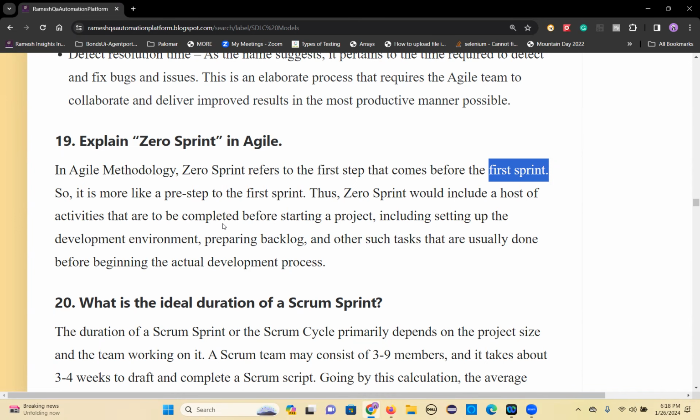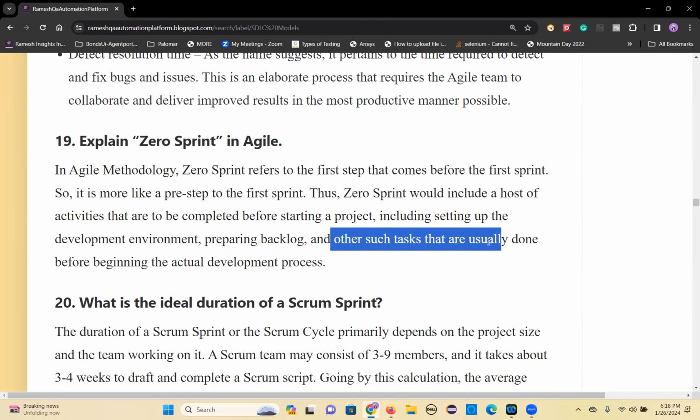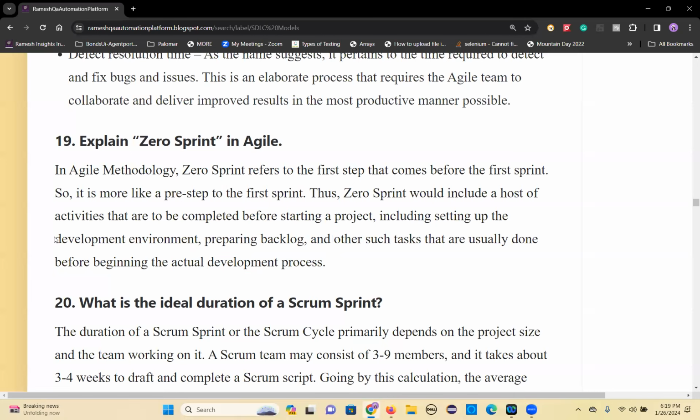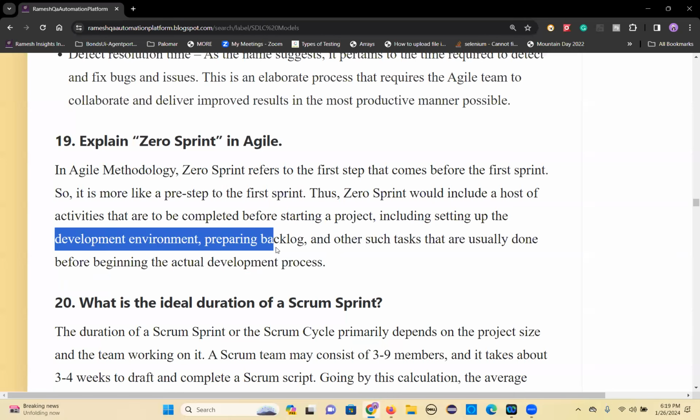That's what zero sprint means. Zero sprint would include a host of activities that are to be completed before starting a project, including setting up the development environment, preparing a backlog, and other such tasks that are usually done before beginning the actual development process. All these things will be done before the starting of your sprint.